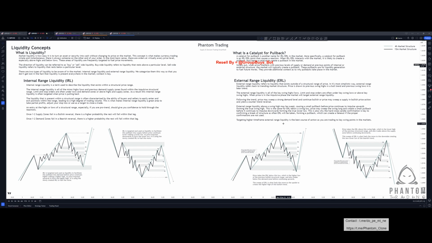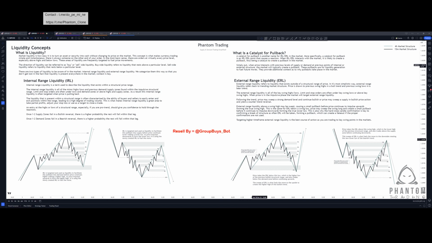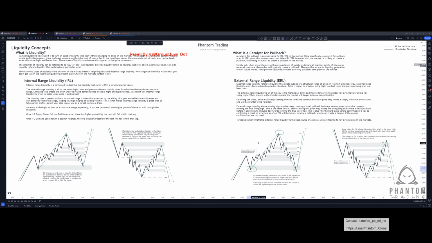So now let's take a look at an example of external range liquidity, very similar to internal range liquidity, and we'll have that factored on. But what we need to take note of is we're in a bullish trend. We have 2 points of external range liquidity that we need to take note of, the swing high and the swing low. Now, if we're expecting that price is going to continue moving higher, we would expect that price will take the external range liquidity of the previous swing high.